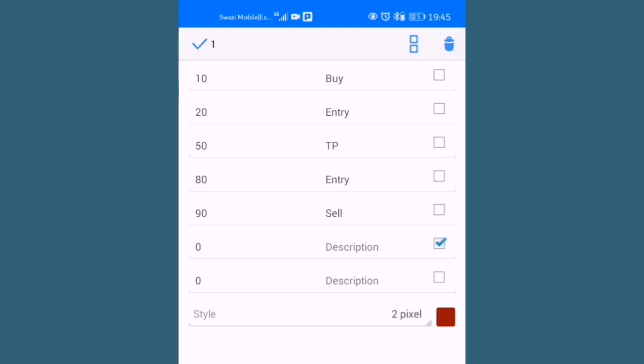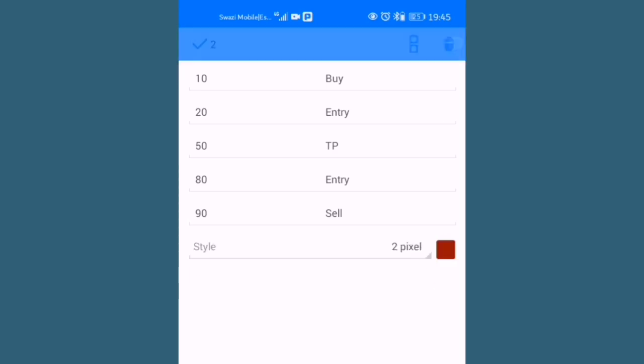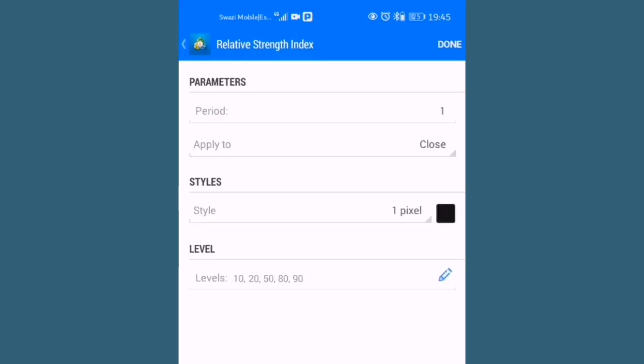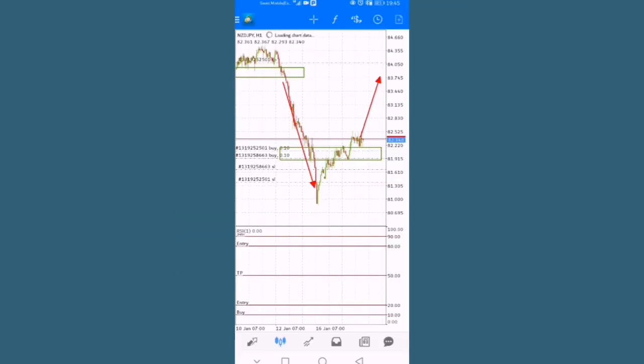Let me delete these empty ones. Okay, 10, 20, 50, 80, 90. Okay, it's supposed to be like this. Go back, click done, and then you come to this F function again.